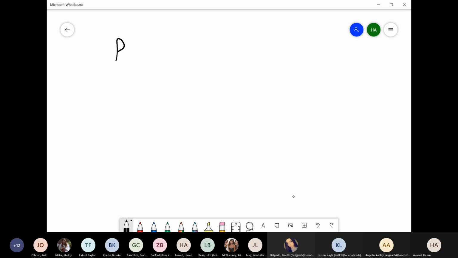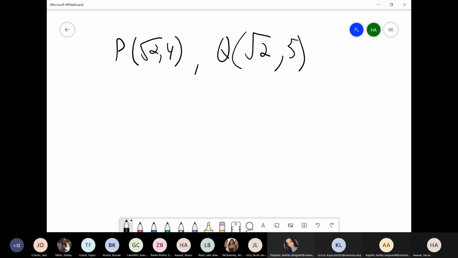So point P was square root of 2, 4, I think. Yeah, square root of 2, 4. And point Q was square root of 2 and 5 for its y-axis component. Okay, so again, distance. So my distance formula is going to be as follows.